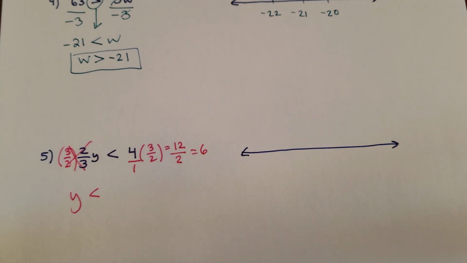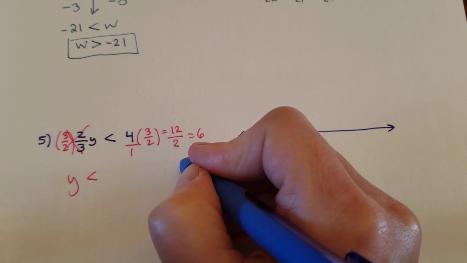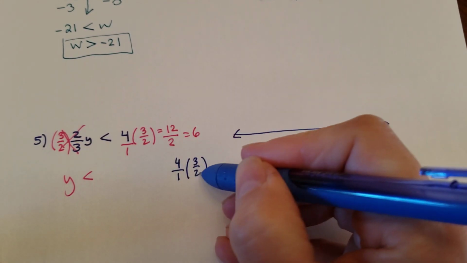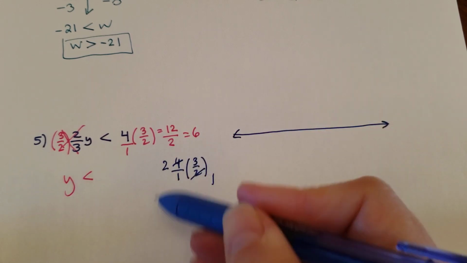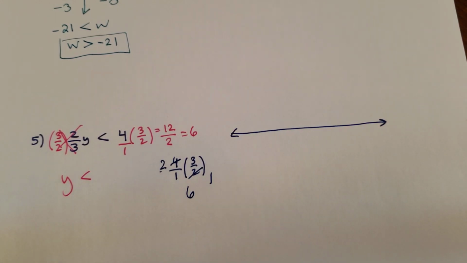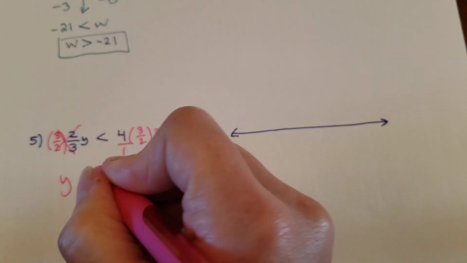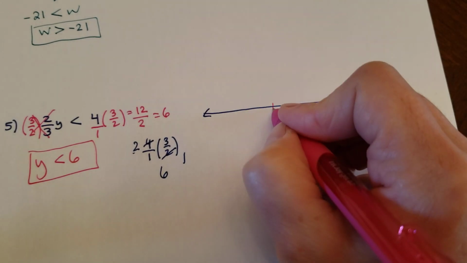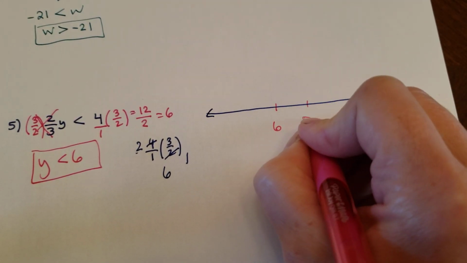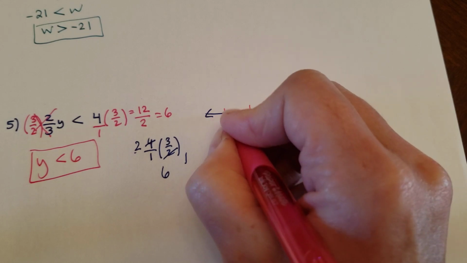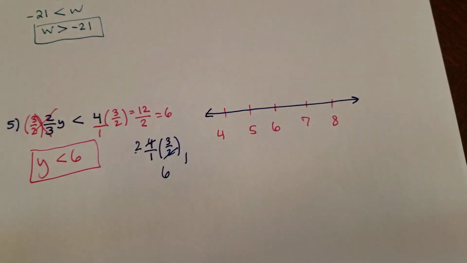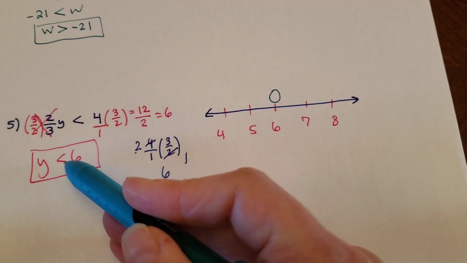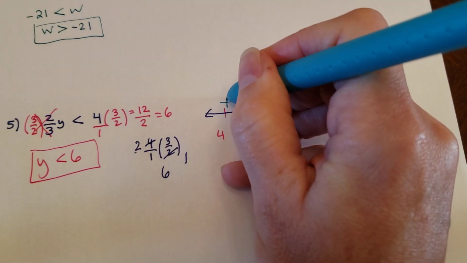The other option is you could cross cancel. So if I go back over here, you could say, well, 2 goes into 2 once, and 2 goes into 4 twice, and then 2 times 3 is 6. Either way, you should be getting 6. It doesn't matter which way you do it to me. So we have y less than 6, so we'll put 6 in the center, bigger on the right, smaller on the left. No bar on the inequality, so we know open circle, and it points left, so we're going to go left.